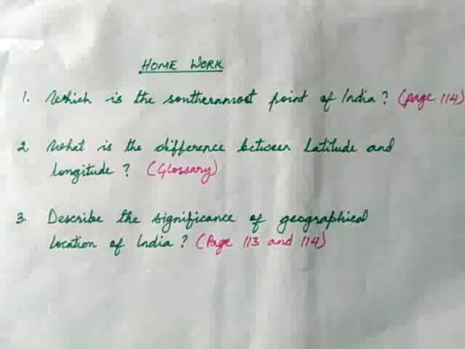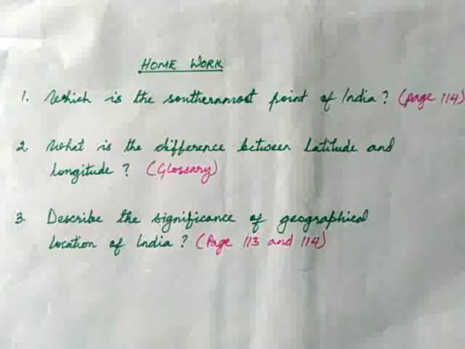For homework, there are three questions. Question 1: Which is the southernmost point of India? Find this in textbook page 114. Question number 2: What is the difference between latitude and longitude? Look in the glossary. Question number 3: Describe the significance of geographical location of India. Find the answer on textbook pages 113 and 114.